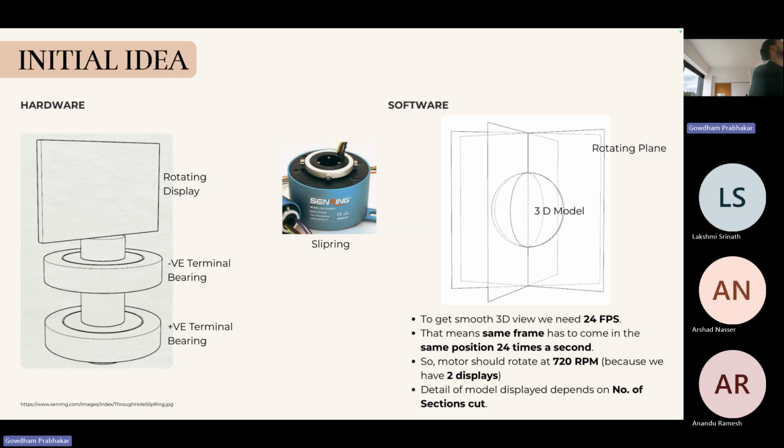Since we are using two displays, at 180 degrees we can get the same image at the same position. So we can reduce the RPM to 720 RPM to get the 24 FPS.